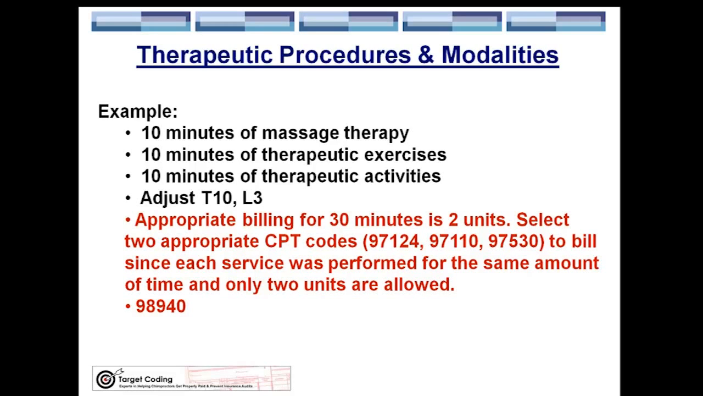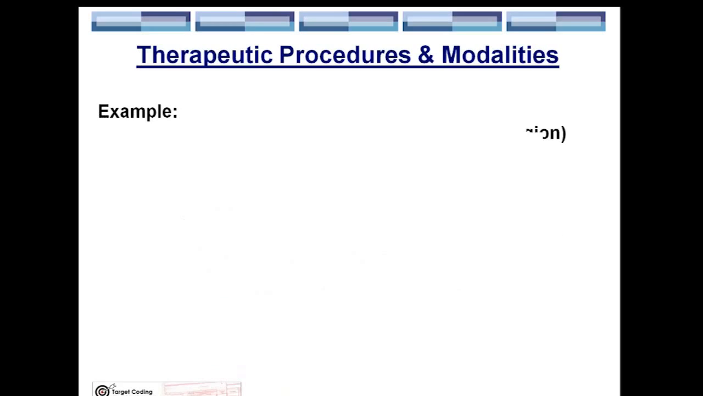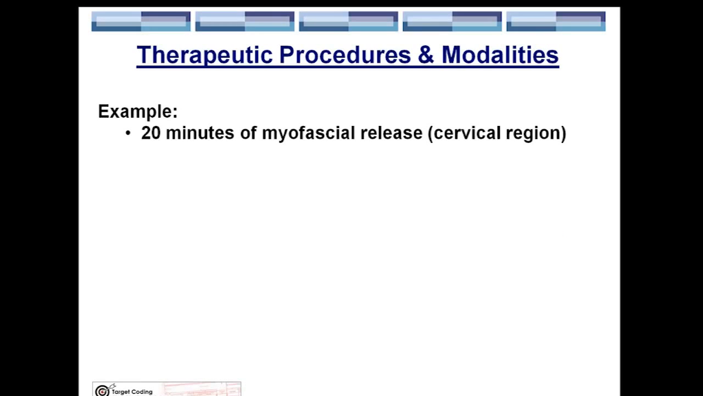98940 for the 2-region manipulation. Next, 20 minutes of myofascial, 20 minutes of therapeutic activities. That's 40 minutes. How do you bill that? Well, total up the amount of time. 40 minutes falls in between 38 and 52, so that's 3 units.